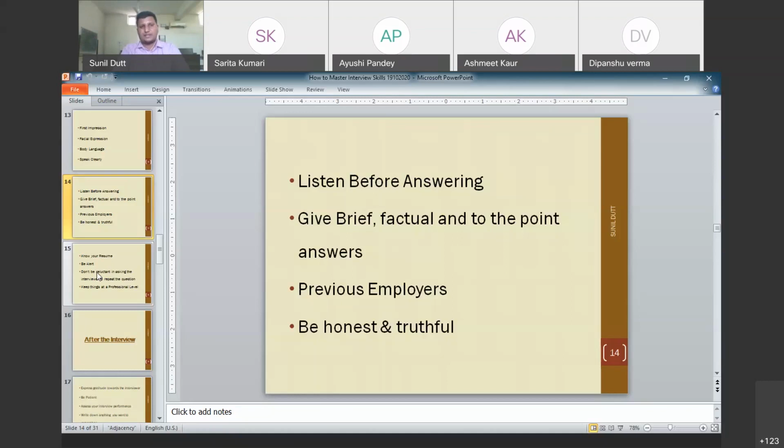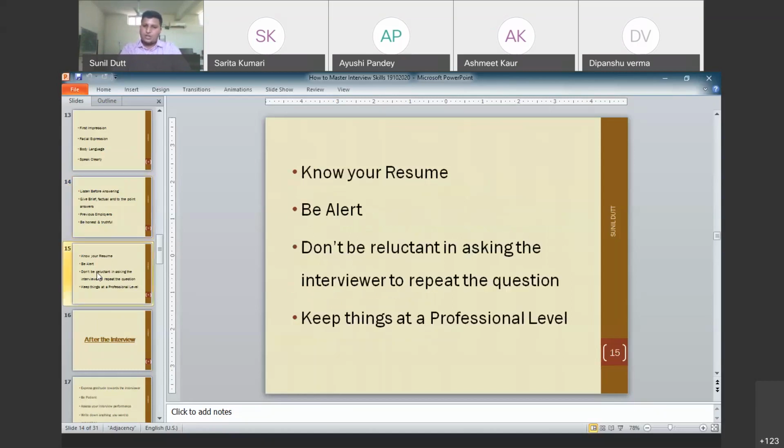Honesty always pays. If you try to bluff, exaggerate anything, or speak about an accomplishment which you actually did not achieve, then the third or the fourth question is sure to come, which might pick out the truth behind your statement. Know your resume. This we have already covered.